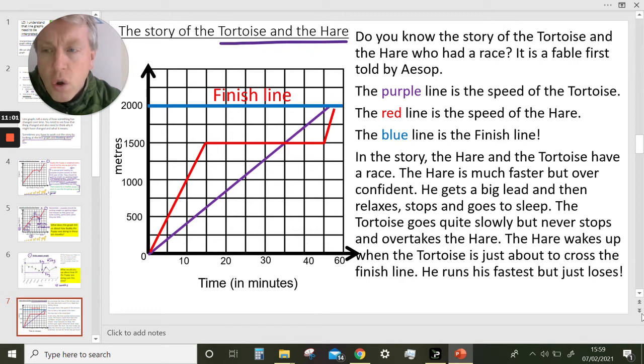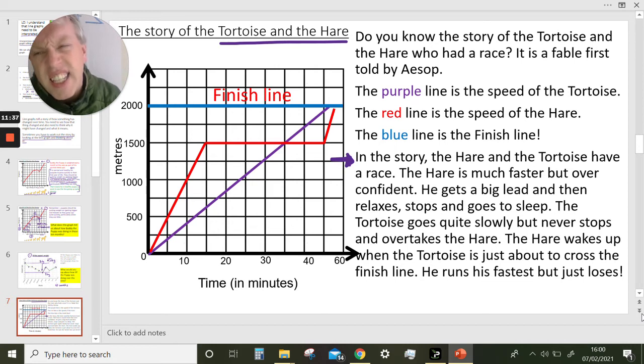You probably know the story of the tortoise and the hare, but just in case you don't, I've written it down here. So, in the story, the hare is a very fast creature, and the tortoise, we all know how slow tortoises are, well, they decide to have a race. The hare is much faster. He thinks he's going to win easily, but he is overconfident. He sprints off as fast as he can, and he is a long way ahead, and then he relaxes.